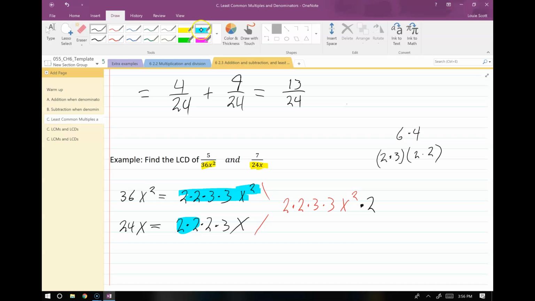The number we chose to write out had 2 copies of 3. The lower one only has 1 copy, so we're good on the 3s. The same is true of the x's. The lower one only has 1 x, and we already have 2 in there, so that's completely covered. So really the only thing we were missing was a 2 in the end. And this gives us 72x squared.